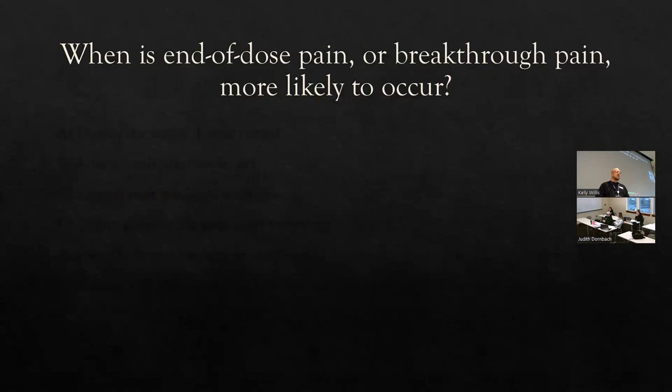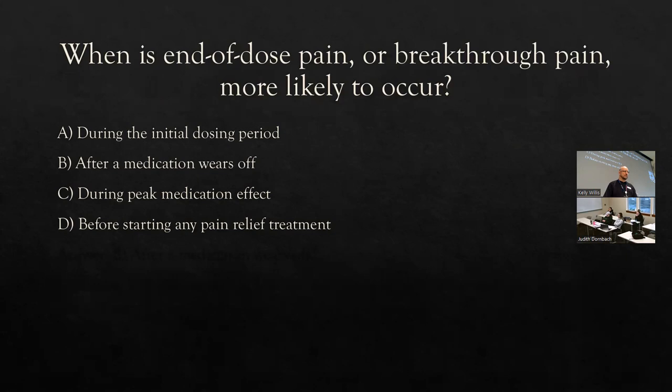When is end of dose pain or breakthrough pain most likely to occur? We'll start with Coos. B? Anybody else? Yep, after the medication wears off. And at that point, if that keeps happening, the nurse needs to talk to the provider about having some kind of adjunct medication, like maybe if it's bad enough, Ativan or some other type of pain medication, or adjusting the times for the doses.